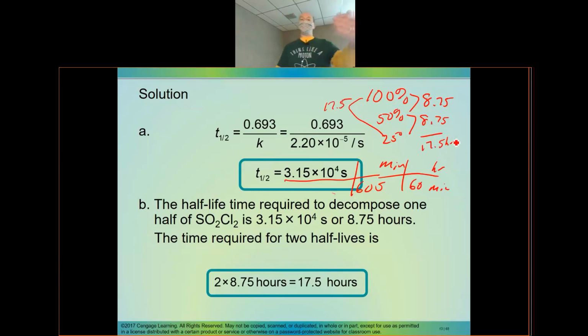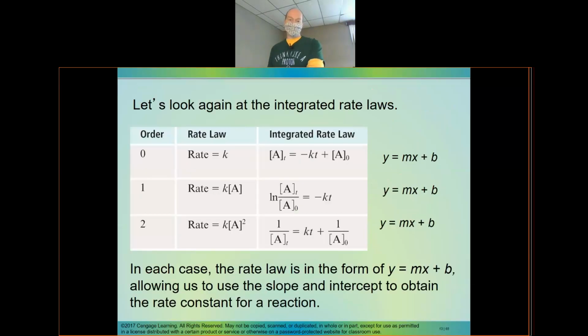All right, so every time you cut it in half, it takes 8.75 hours. And that never changes for first order. Every time you're cutting it in half, it takes 8.75 hours because K is a constant and that never changes. So it's always the same.